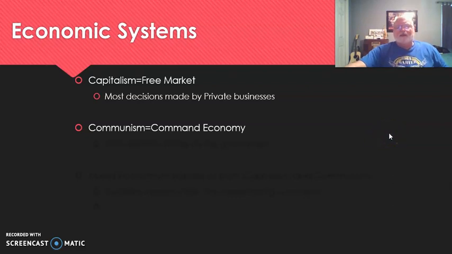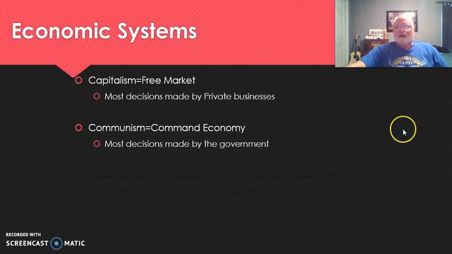But anyway, I don't think you'll see communism. You might see command economy. Trying to think if there's any other way to say it. But most decisions are made by the government. They choose how many cars are going to be made, what kind of cars are going to be made. They choose where you live, what kind of place you have access to.